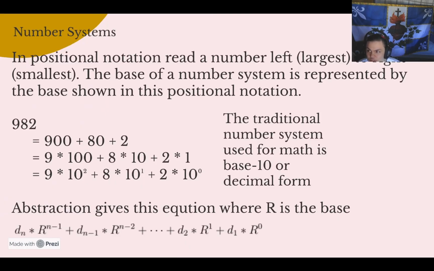So next we're going to talk about number systems. In positional notation, you read a number left to right, where left is the largest and right is the smallest. And the base of a number system is represented by the base shown in positional notation. The leftmost digit here is 9, so that's going to be the largest unit because it's multiplied by the highest power. 982 can be broken down into 900 plus 80 plus 2, where that's 9 times 100, 8 times 10, and 2 times 1, or 9 times 10 squared, 8 times 10 to the first power, and 2 times 10 to the 0. So we can derive an equation out of this, and this is what we get.